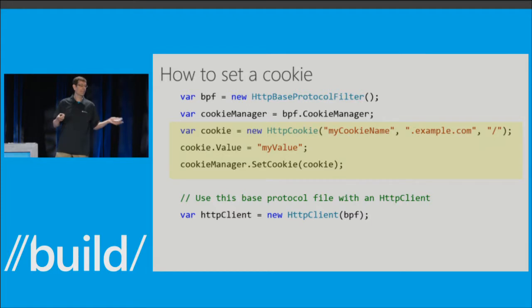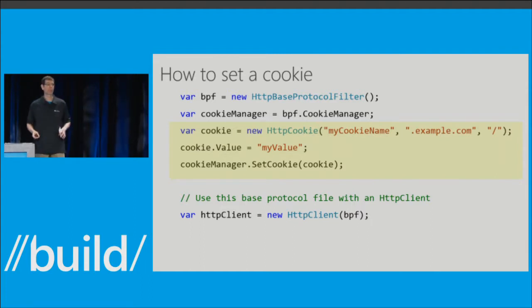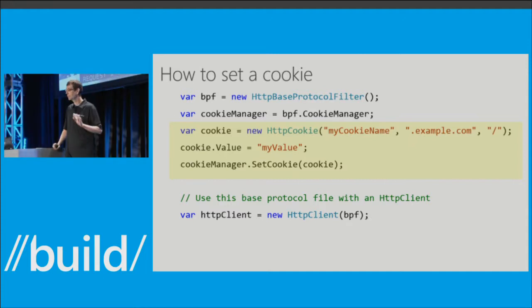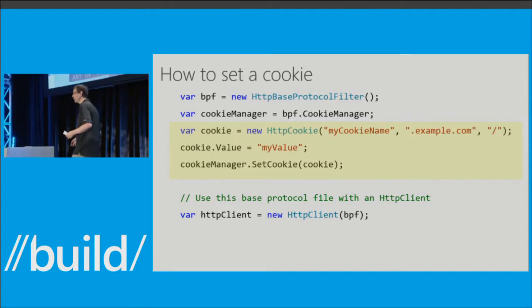Once I, of course, have created my base protocol filter, I should actually use it. So I'm setting it up so next time I call HttpClient, that's the very bottom line on the screen, I'm going to pass in this base protocol filter that I created. So I use this base protocol filter when I make my requests. Now, once I set this cookie, what that means is that every subsequent request I make going out, which is to example.com or a subcomponent of example.com, and in any of the paths in example.com, because that's how cookies work, will send my cookie name with my value.